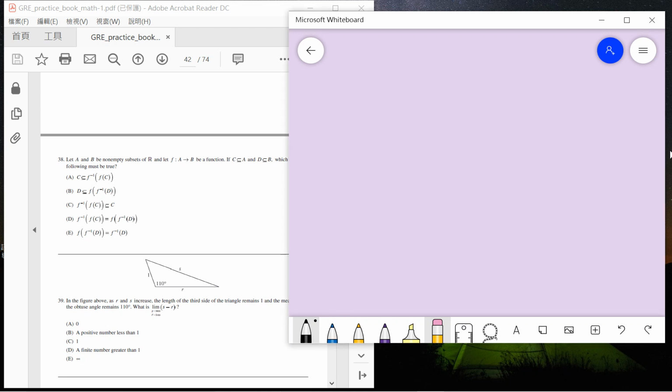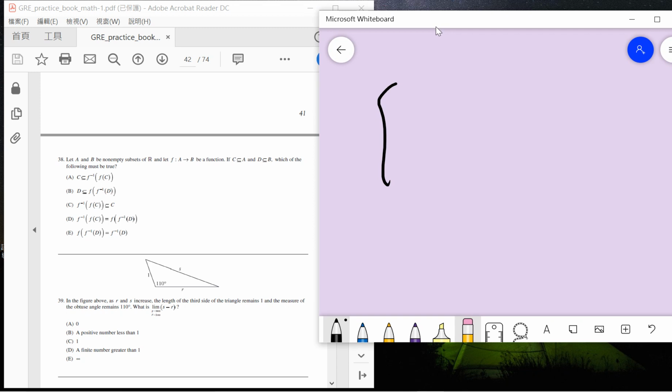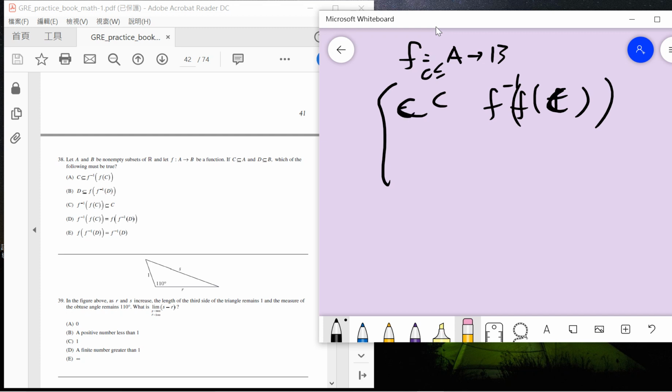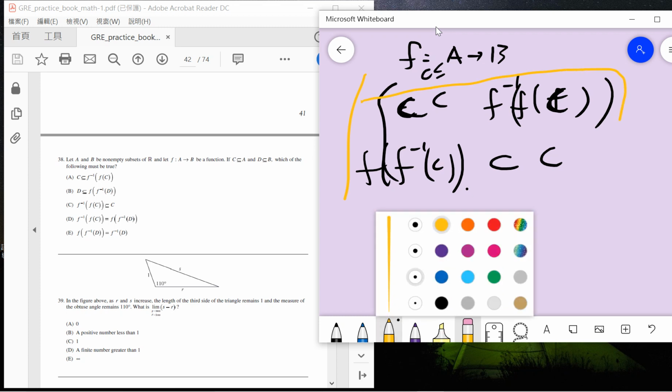Okay, 38. So 38, you need to remember two important formulas in set theory. For any function f from A to B, and C a subset of A, we have two properties. One is f inverse f of C is larger than C. Another is C is larger than f inverse f of C. Okay, so these two important inequalities you need to remember.